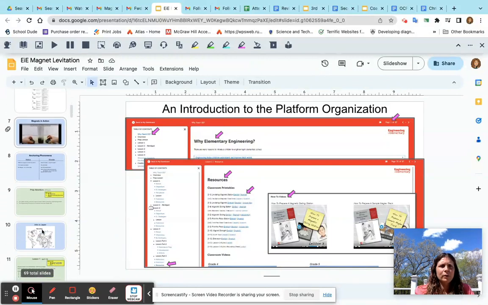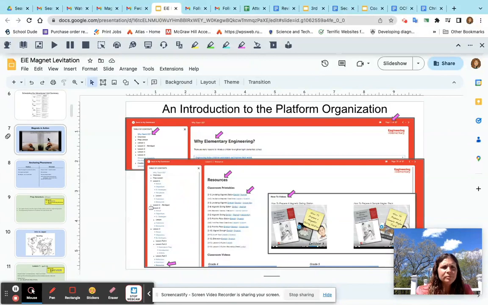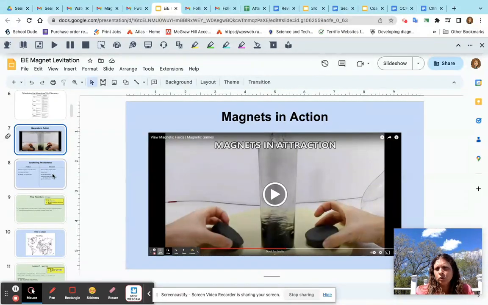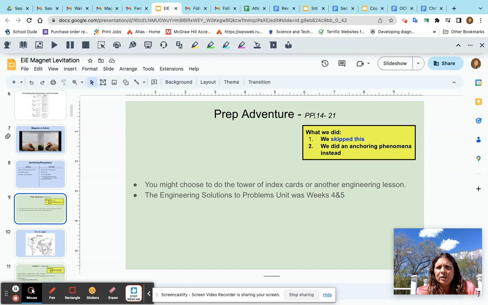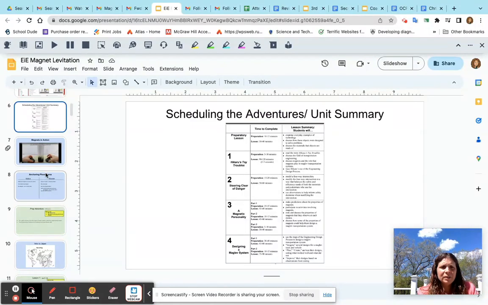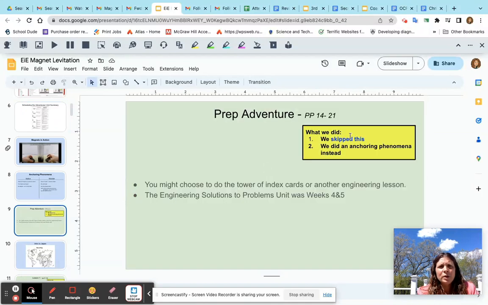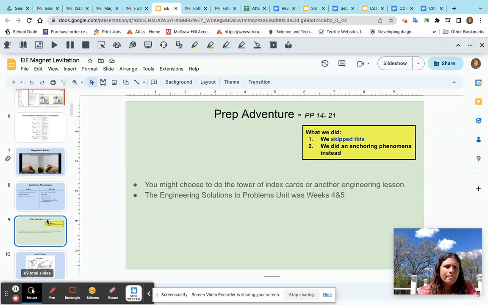And then let's take a look at what this might look like. So you can see blue. These are going to be our student-facing slides. This is how we're starting our learning, phenomena-based learning in science, just like in 5E, one of our great effective, research-based techniques. So you can see here I'm saying prep adventure number 1, which is what the program is prescribing here. I am telling teachers, we skipped this. We did an anchoring phenomenon instead because we want to use phenomena-based learning in our science classrooms. So we are actually going to take out that and put in our phenomena.